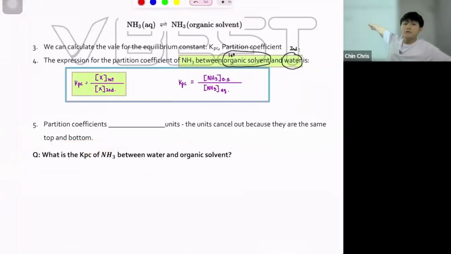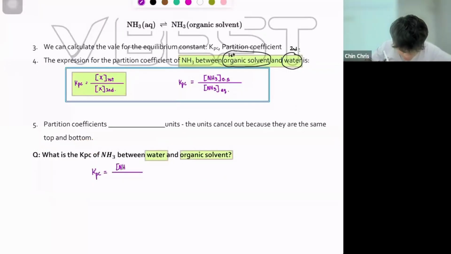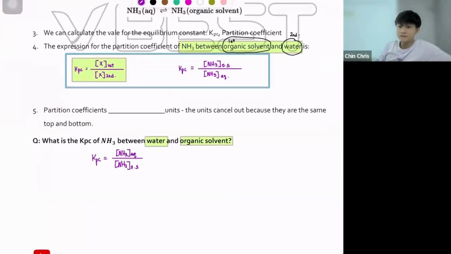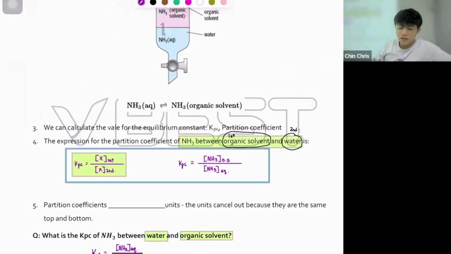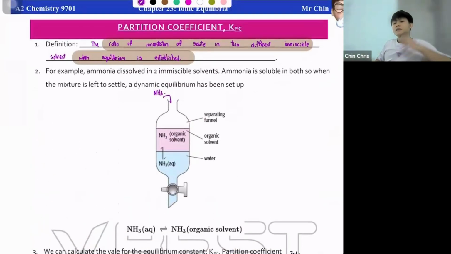Guys, write down the KPC now. The KPC value will change, according to what is given in the question. This time, water is given first, then organic solvent. So your new KPC is going to be NH3 in aqueous over NH3 in organic solvent. Understand? Okay, please. What's the definition again?